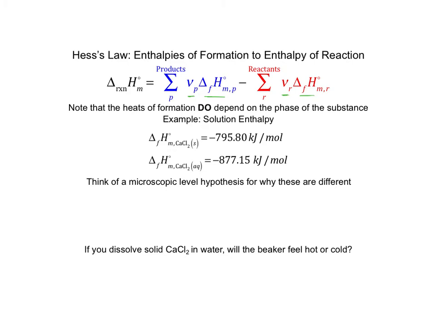Now, notice that the heats of formation do depend on the phase of the substance. So if we talk about calcium chloride solid, we get a negative 795.80 kilojoules per mole from our table. But aqueous is negative 877.15 kilojoules per mole. So let's think for a moment as to why these are different.